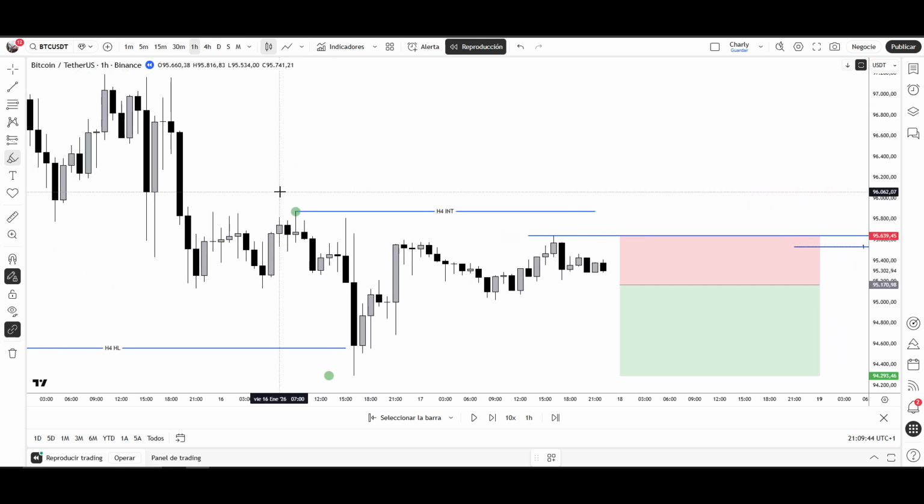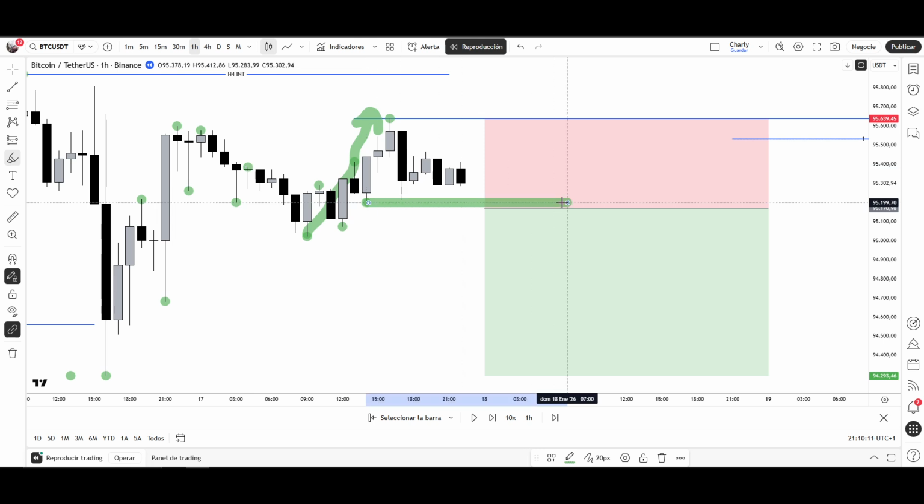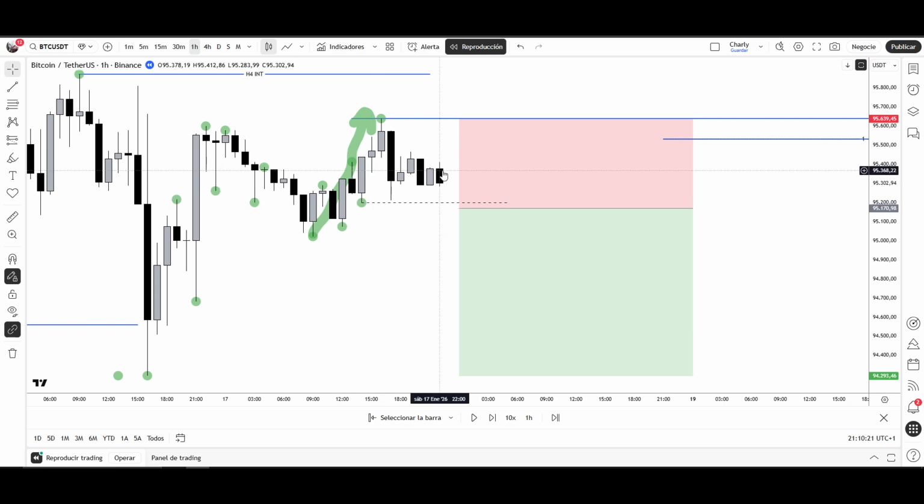So long story short, to keep it quick, we had this structure in the 1 hour: low, high, higher low, higher high, higher low, higher high. That was the last structure before giving us the BOS. Then the market did all of this structure to turn bullish, but this was the last higher low in the 1 hour time frame. So when we have this level as a reference, we just throw the higher low, and we just wait for the break.